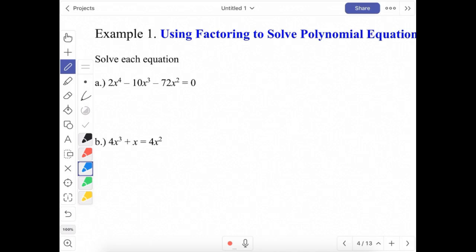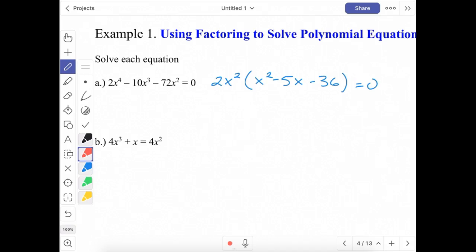So we just have to look at each of those terms and say what is the most that I can take out of this entire polynomial. We should know that we can take out a 2 as far as the 2, negative 10, negative 72. We can also take out an x squared. So on the outside, we have 2x squared. That leaves us with x squared minus 5x minus 36. Those are both equal to 0.